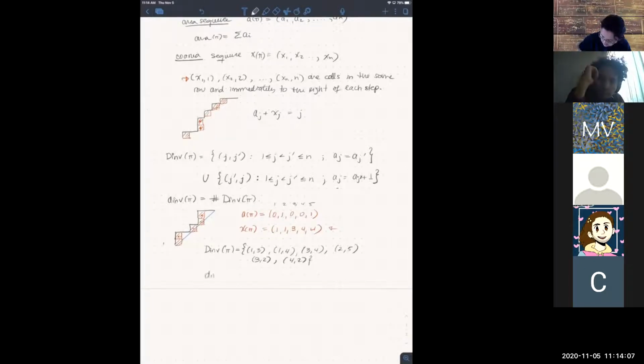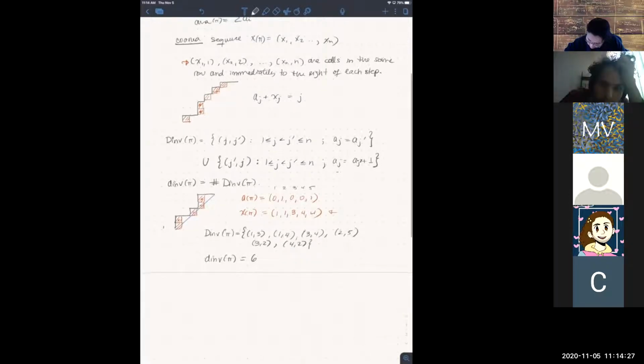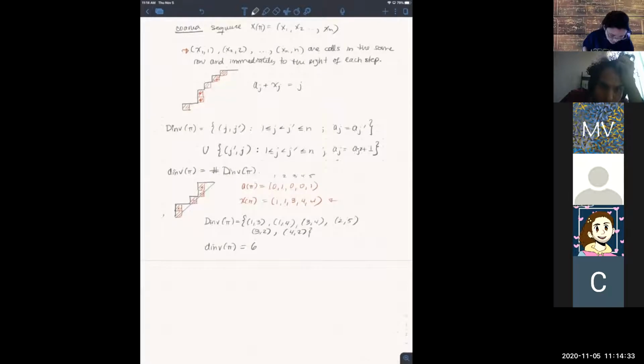Right, and then this is your actual sequence of div. And then of course, little div of pi is just going to be however many of these there are, which is 6 or 5. Did I get something wrong? No, wait, maybe I'm 3, 4. It doesn't match up with my example, which is why I'm concerned. Did I say something wrong? 1, 3, 1, 4, 3, 4, 2, 5. Oh, maybe I did something wrong in my handwritten example, probably, because this seems right.